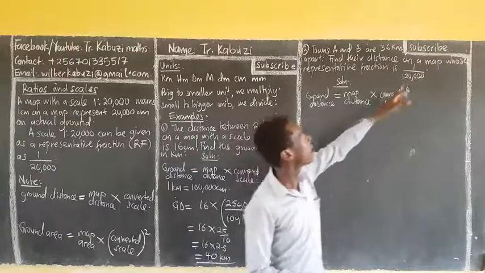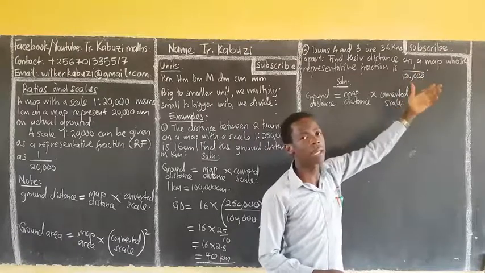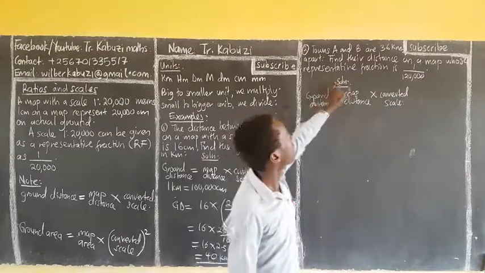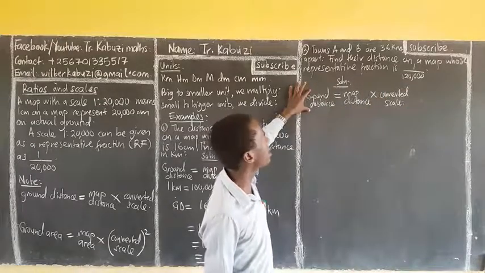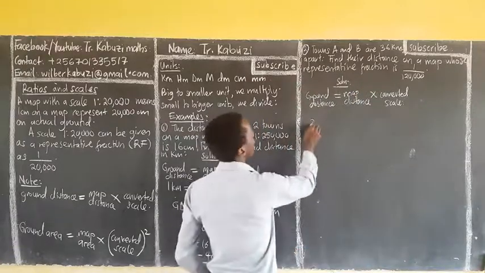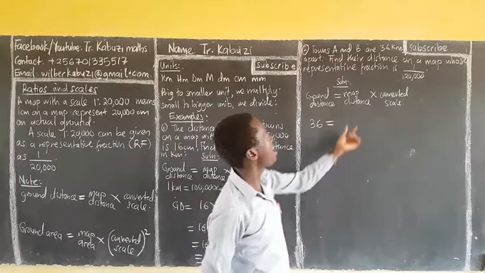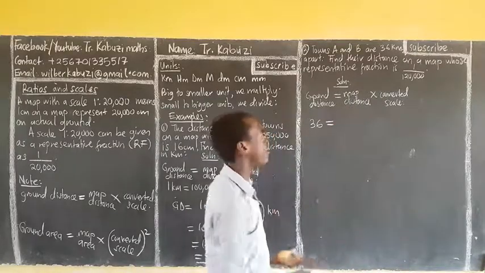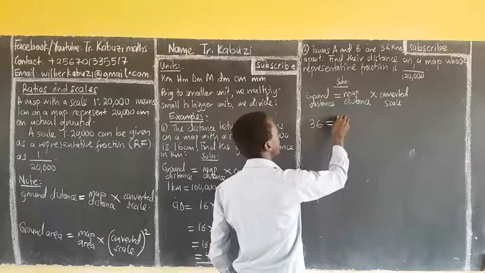So this means 1 centimeter on the map represents 120,000 centimeters on the ground. So I have the ground distance as 36 kilometers, and we just substitute in the formula. So I have 36, the ground distance, then my map distance is what I'm looking for. Let me call it D.